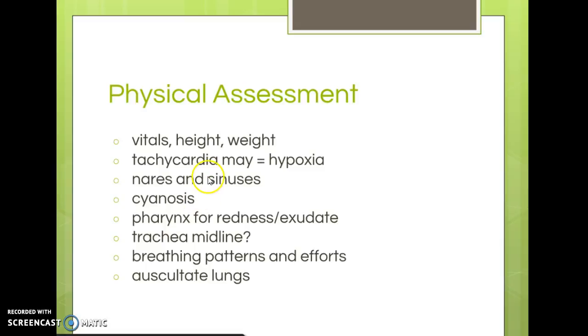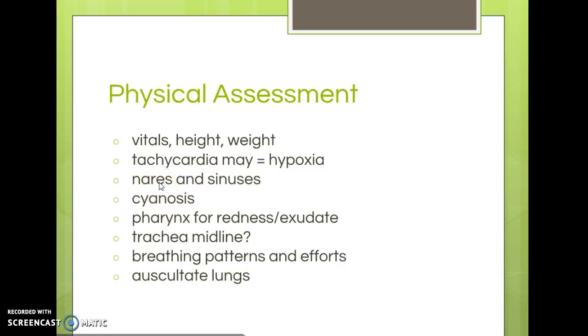On our physical assessment, vitals, height, weight, that's going to be for pretty much any system. Beware of tachycardia. Sometimes that's an early sign of hypoxia. We're going to talk a lot about hypoxia. That means not enough oxygen circulating around. So tachycardia can be an early sign of that.